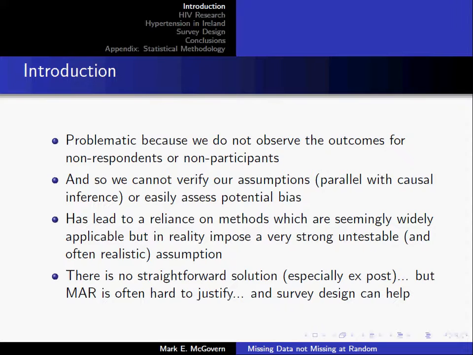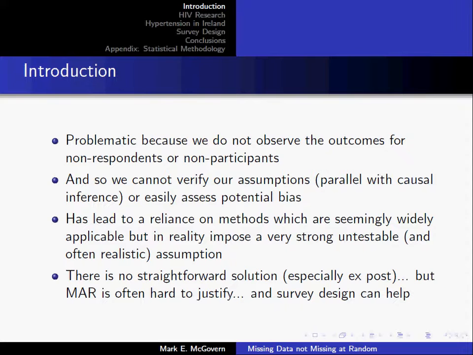So the first thing to say is that there's no straightforward solution here. This is just a very difficult problem to deal with because, like I was saying, we almost never get to verify what the true outcomes actually are. So there's no straightforward solution, especially when you're trying to correct the problem after the fact. Having said that, I think that this missing at random assumption that we typically impose is often very hard to justify. So I think we can do better. In particular, we can think about the way that we design the surveys in advance to try and correct for this problem, if we anticipate there will be missing data in our surveys.